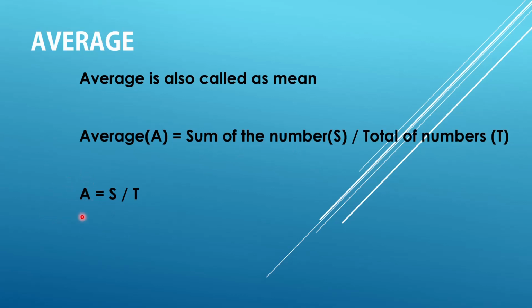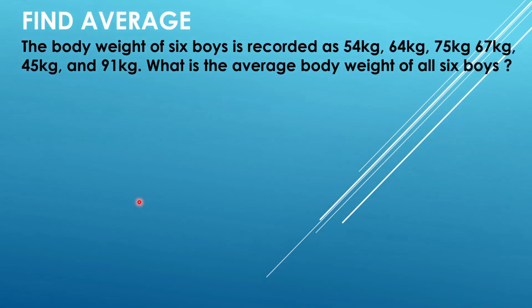In the next video, we'll learn these terms only: A, S, and T. A is for average, S is for sum, and T for total. The example we have here is: the body weight of 6 boys is recorded as 54 kg, 64 kg, 75 kg, 67 kg, 45 kg, and 91 kg. What is the average body weight of all boys? This is one example of how we can calculate the average.